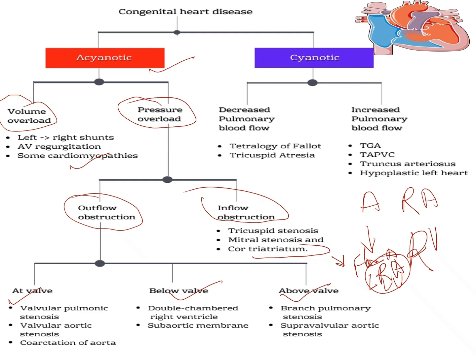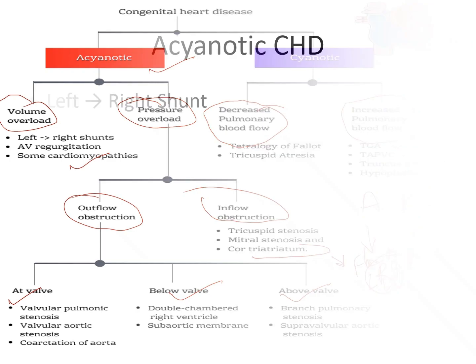So these are the acyanotic congenital heart diseases, whereas in the cyanotic there is decreased pulmonary blood flow and increased pulmonary blood flow. In decreased flow there is tetralogy of Fallot and tricuspid atresia, whereas in increased pulmonary blood flow there is TGA, total anomalous pulmonary venous connection, truncus arteriosus, and hypoplastic left heart. So these are the classifications of acyanotic and cyanotic congenital heart disease.